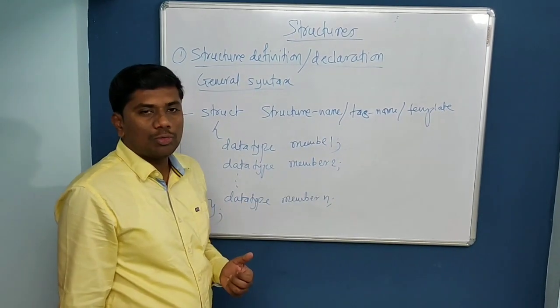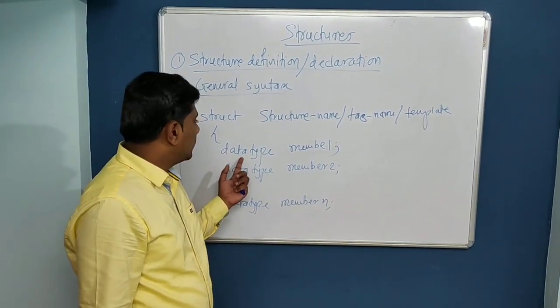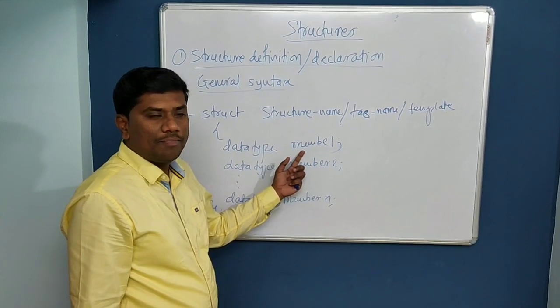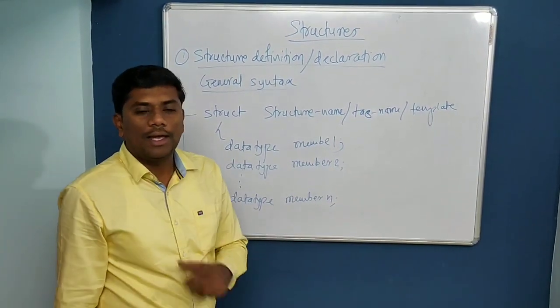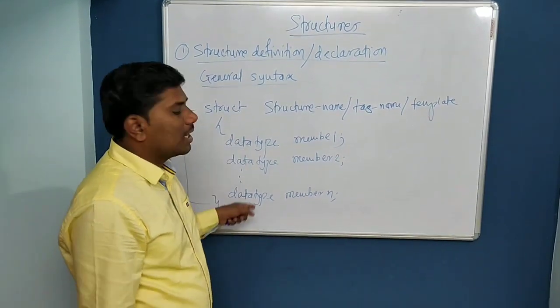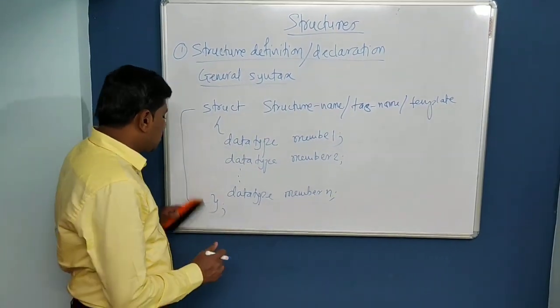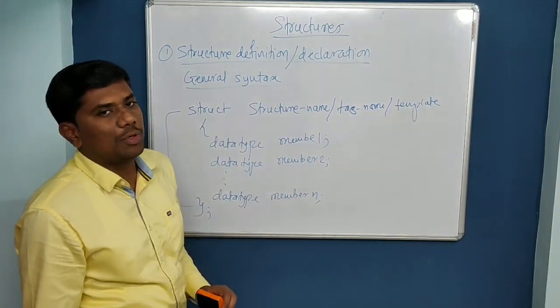to store roll number of student, then this data type can be integer. So data type and then member name, then data type, member name and so on. You can collect any number of elements here with different data types. And a very important thing, this structure definition should end with semicolon.